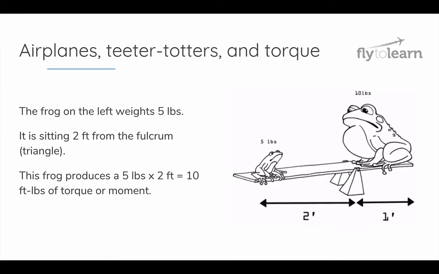Let's calculate the torque, also called the moment, for each frog. The frog on the left weighs 5 pounds and is sitting 2 feet from the fulcrum. This frog produces 10 foot-pounds of torque. 5 pounds times 2 feet.